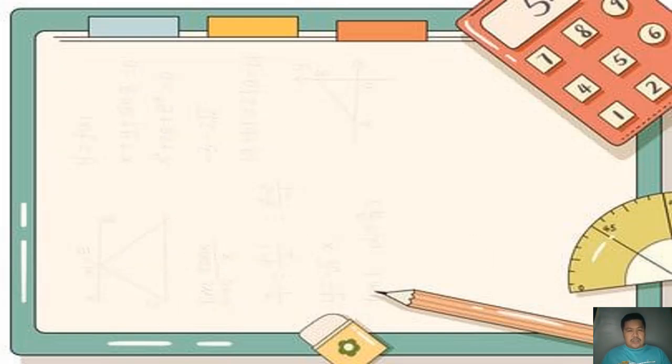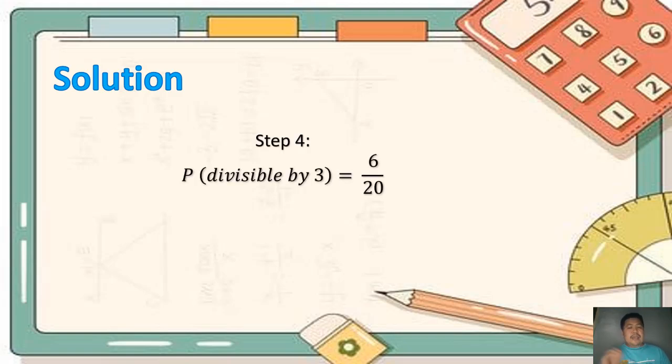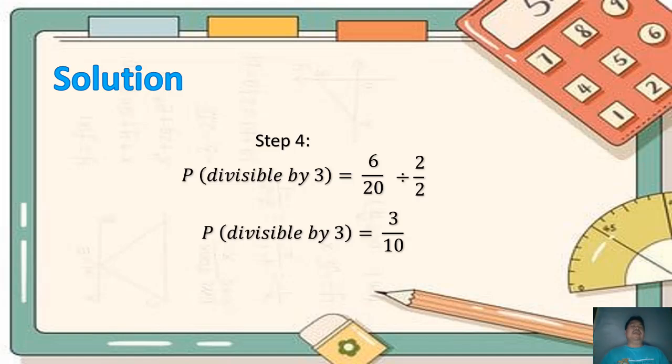Okay, then the fourth step is to get the lowest term. So, sir, what do we divide them by? Let's divide them by 2. So, our final answer is the probability of divisible by 3 is equal to 3 all over 10, or 30%. That is only our chance of getting a number divisible by 3 from drawing lots there.